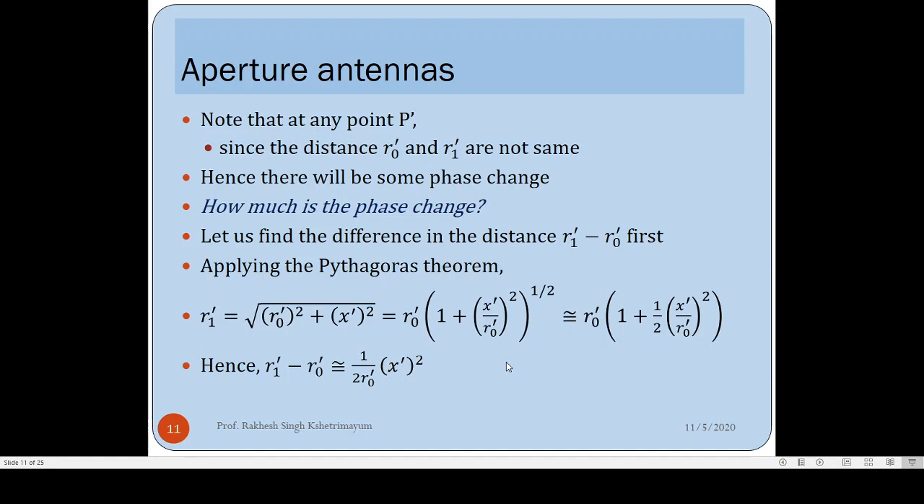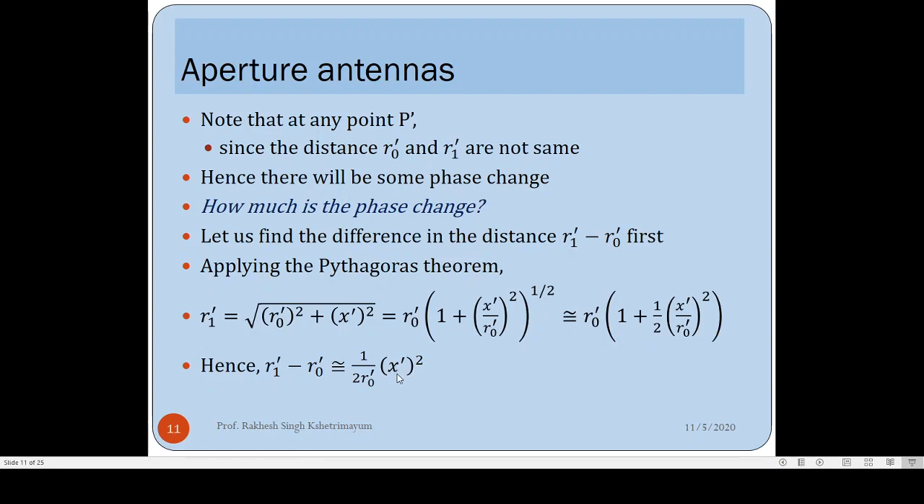So use binomial expansion for this and take up to the second term. What you have here is r1 dash is equal to r0 dash times 1 plus half x dash by r0 dash whole square. So if I take this r0 dash to the left hand side, what I have is r1 dash minus r0 dash approximately equal to 1 by 2 r0 dash times x dash whole square. So at one particular location p dash, at a distance x dash from the center of the mouth of the horn antenna, the path difference r1 dash minus r0 dash is x dash square by 2 r0 dash.